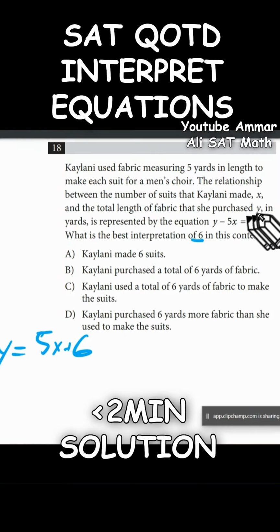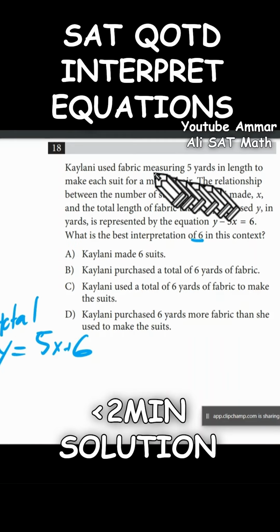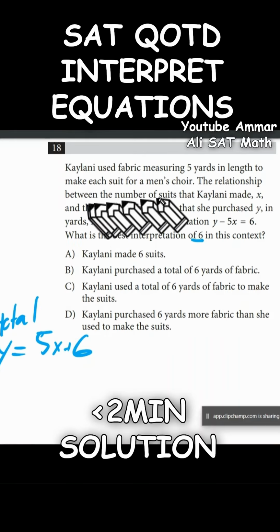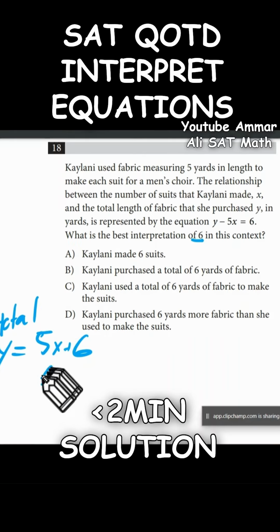Y represents the total length of fabric, right? So y is the total, and then x is basically the number of suits, right? So x is the number of suits made. So if the total is y, she uses 5 yards per suit plus 6, right? So maybe she just started with 6 extra, or she just ended up with 6 extra.